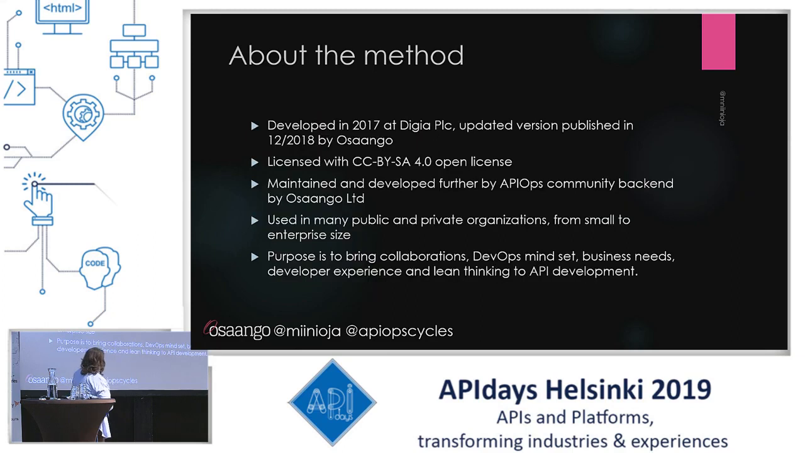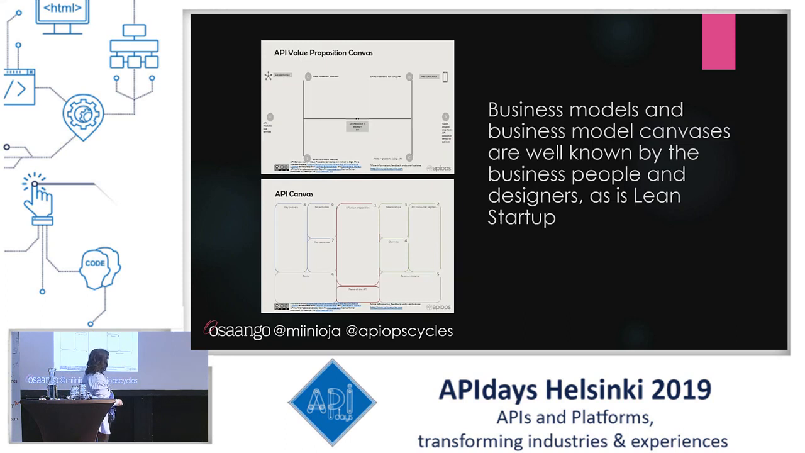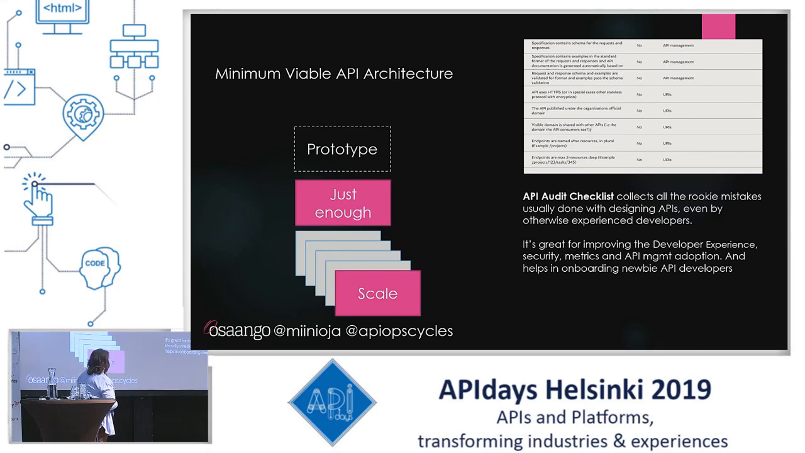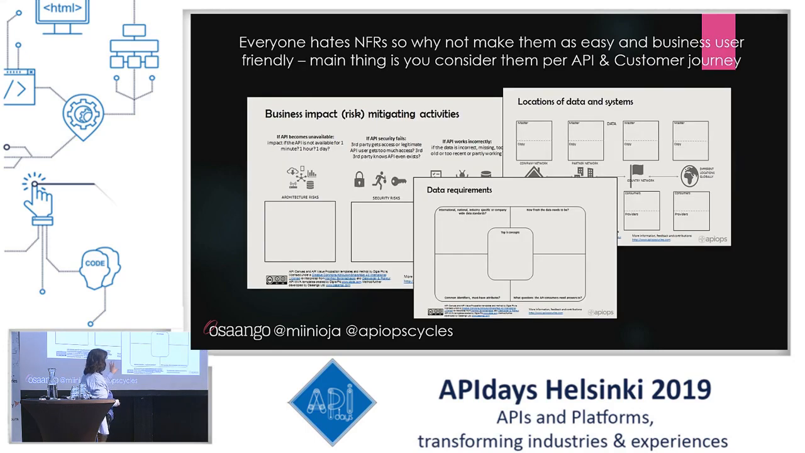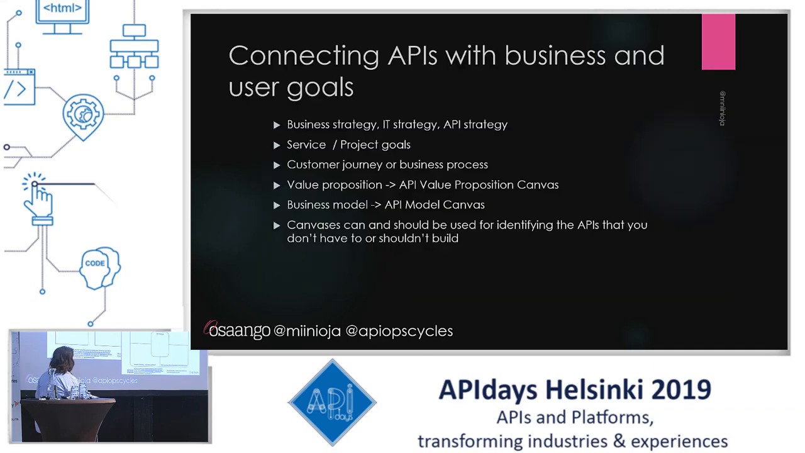If you need any help or any background information, I'll just show a few slides quickly. These are some of the canvases. This is the prototyping, just enough, and scaling phase there, some checklists included, and some non-functional requirements slides here. So the idea is that everything is so easy and made from a business point of view that you can really fast go through with it with people who do not necessarily have architecture backgrounds. And there's even more around it. So the point is to connect the APIs with business and with user goals and IT strategy.